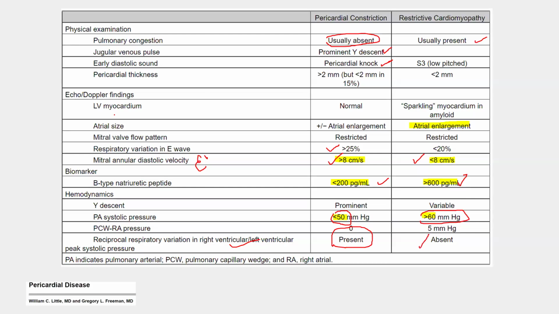So the most important things here, which are the source of questions, guys, are that lung congestion is not a sign of pericardial constriction. The atria are larger in restrictive than constrictive. The medial E prime velocity is faster in constriction than in restriction. The pro-BNP is higher in restrictive than constrictive. The pulmonary artery pressure is higher in restrictive than in constrictive.